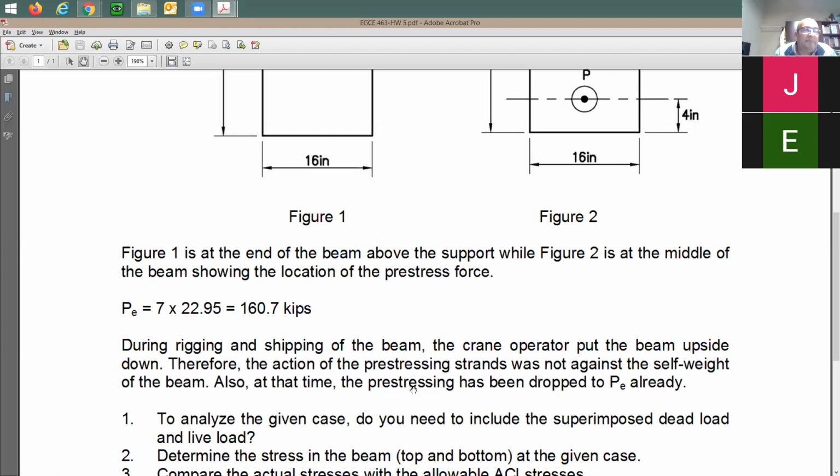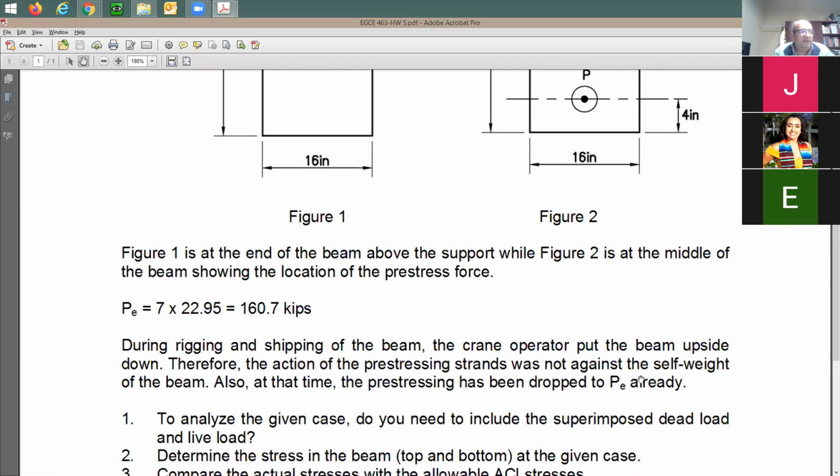Also, at that time, the pre-stressing had already dropped to PE. Now you tell me which stress I should use. Is it PI or PE? PE, because it says at that time. What time? When they were trying to carry the beam and put it in the truck. It was already at the level of PE. So why would you check it for PI, if this information is given clearly to you? They said when the guy was trying to carry it, the stress was already at PE level.